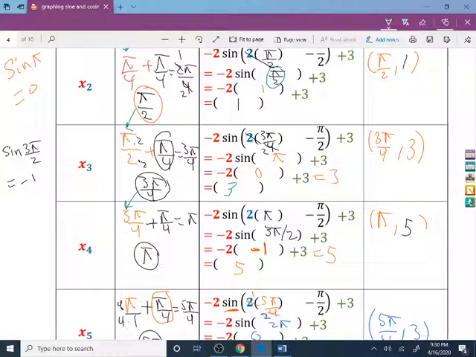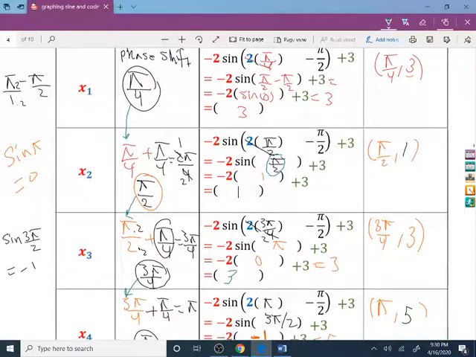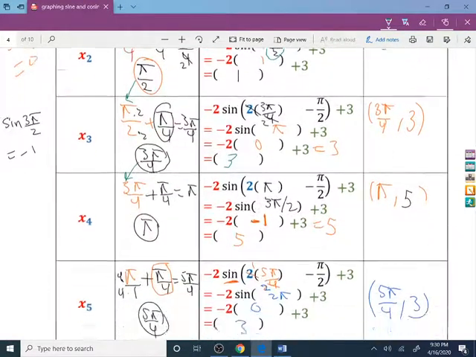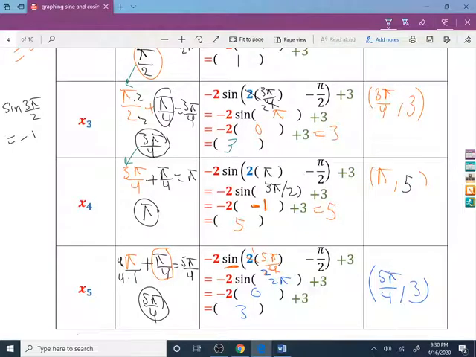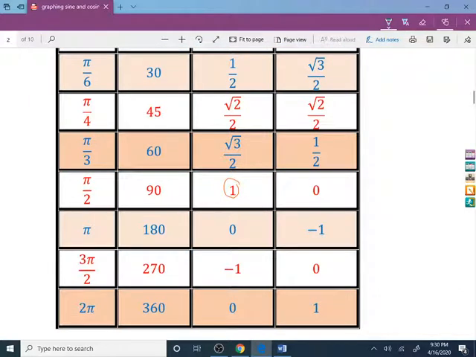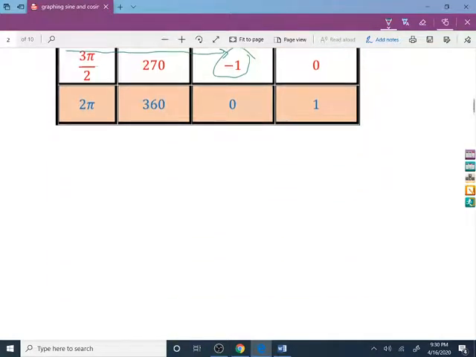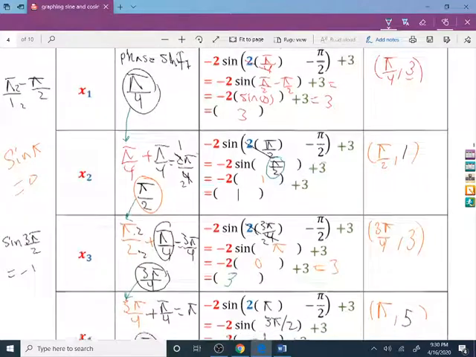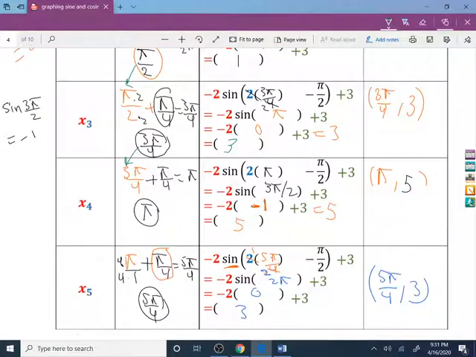2 times pi minus pi over 2. 2 pi minus pi over 2. 2 pi over 2 minus 3 pi over 2. Sine 3 pi over 2. Oh my, I forgot. What's 3 pi over 2? Oh, he did give me the table. Oh, go here. Oh, negative 1. Wow, it's negative 1. Yes. Negative 2 times negative 1 is 2, plus 3 is 5.